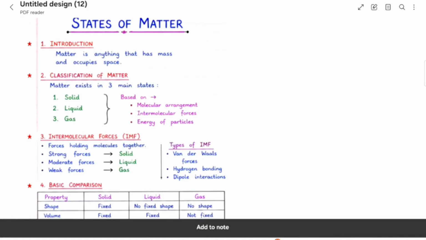Then intermolecular forces, or IMF. The intermolecular forces in a solid are very strong, in a liquid they are moderate, and in a gas the intermolecular forces are very weak. The types of intermolecular forces are van der Waals forces, hydrogen bonding and dipole interactions.